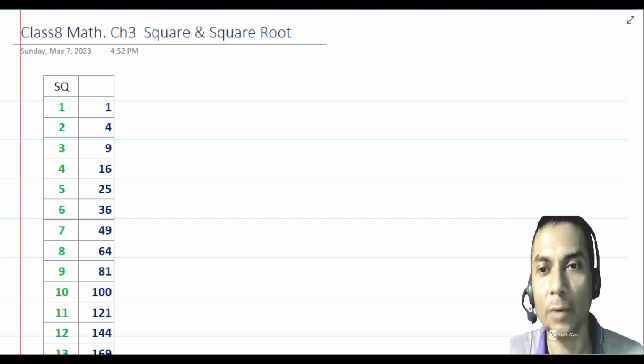Hi, I am Atanu. In this tutorial, we learn Class 8 Math Chapter 3, Square and Square Root. First, we learn what is a square.